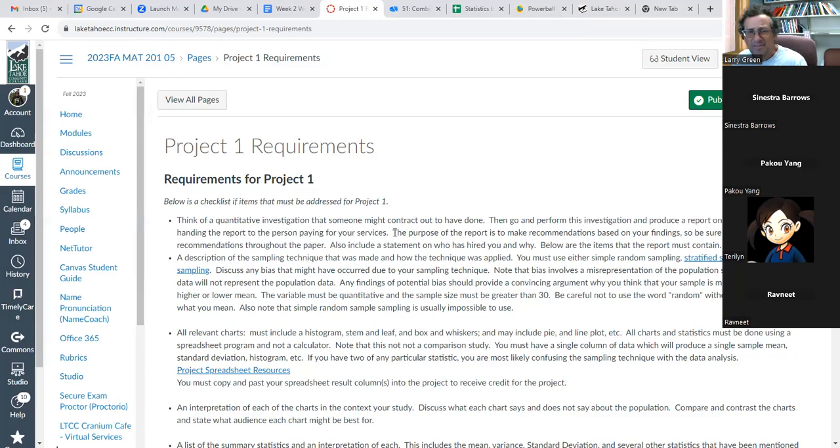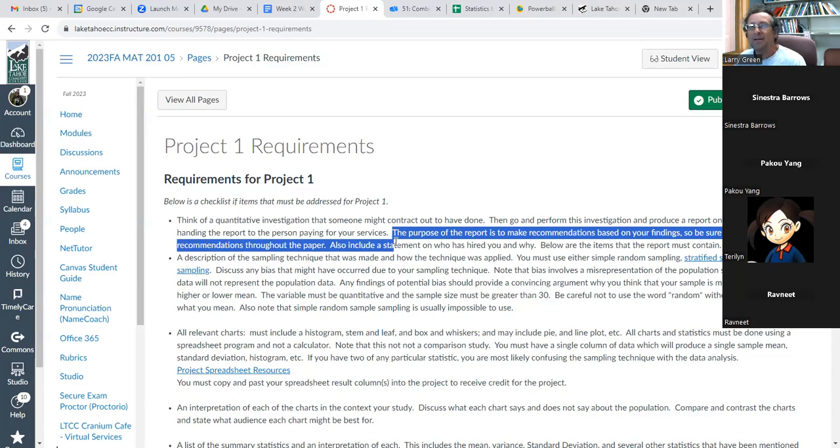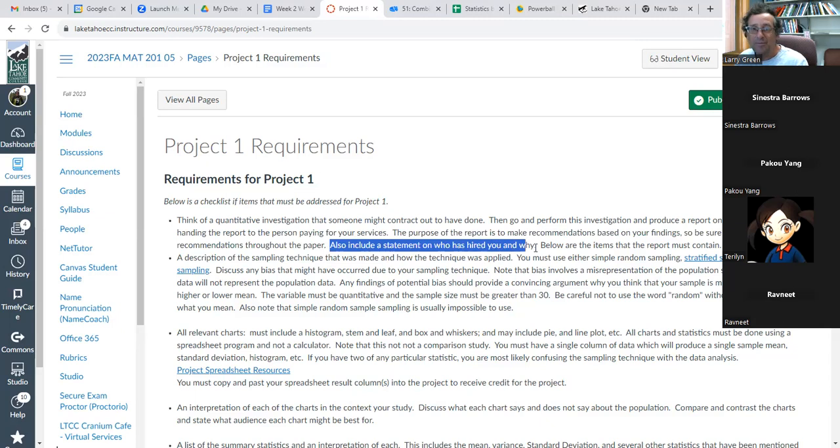So the purpose of the report is to make recommendations based on your findings, so be sure to make the recommendations throughout the entire paper. That's the number one mistake that people make in their draft. They send their draft, they find the statistics, they might talk about standard deviation or the histogram, but they don't make recommendations on the decision the client should make after seeing that statistic or that chart, for every statistic and every chart. That's the important thing. That's what this paper is all about. Include a statement on who hired you and why they hired you. In theory, they're hiring you.